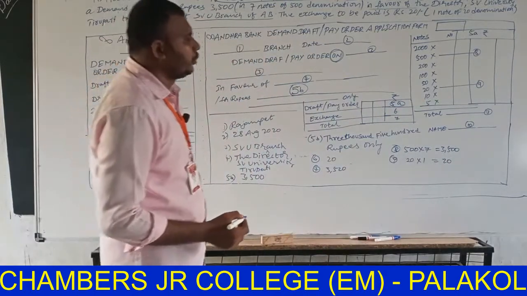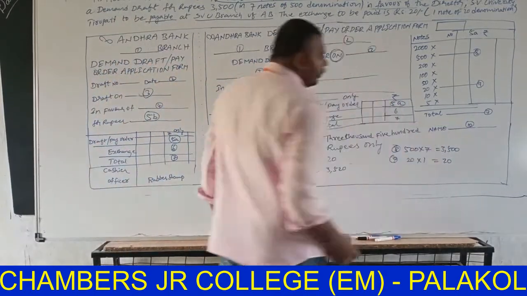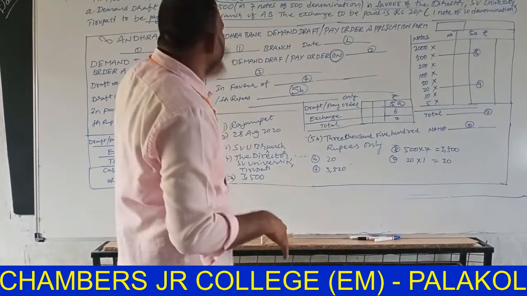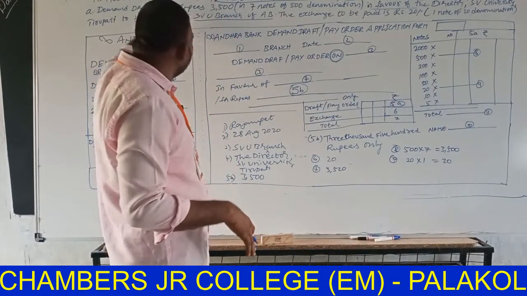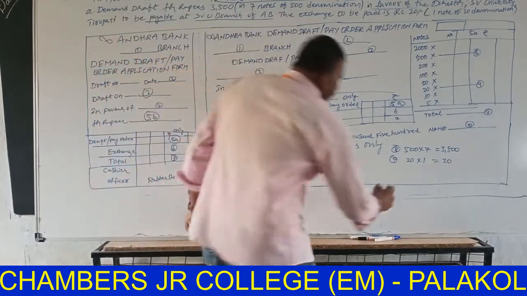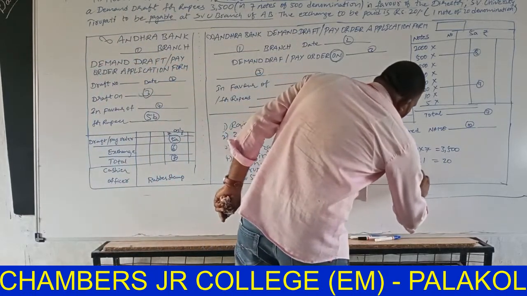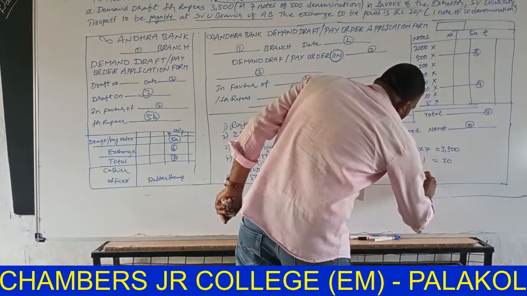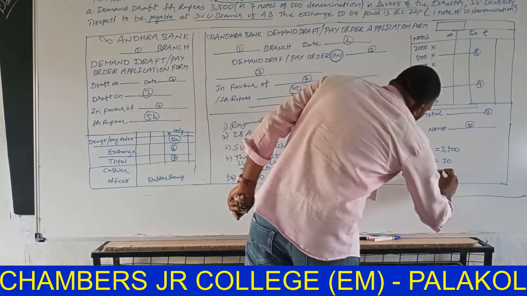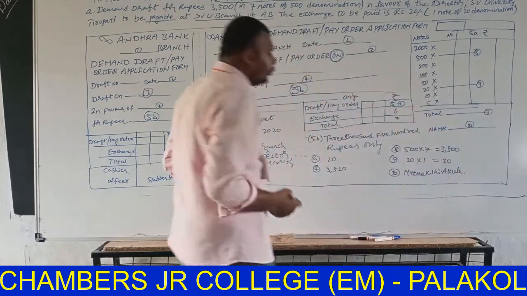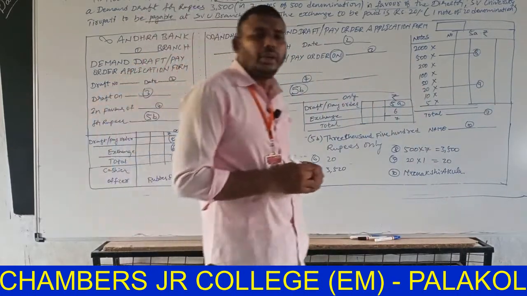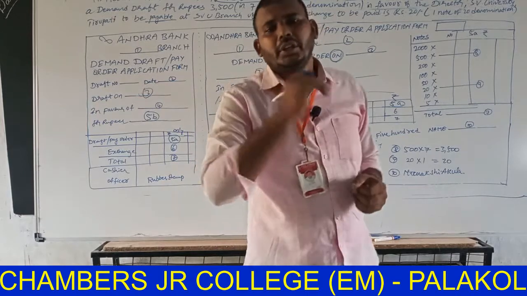And come to the last one, name. Whose name should we write here? Who is the buyer of the DD? Miss Meenakshi Akula. So the 10th one is mentioned here: Meenakshi Akula. So this is the way we need to answer a DD.